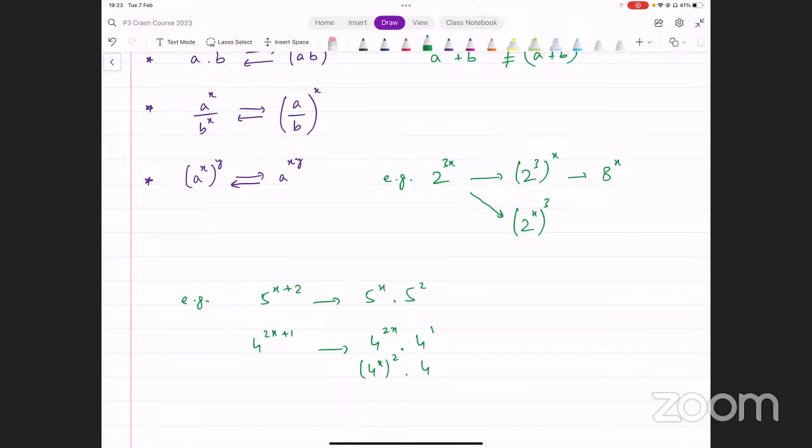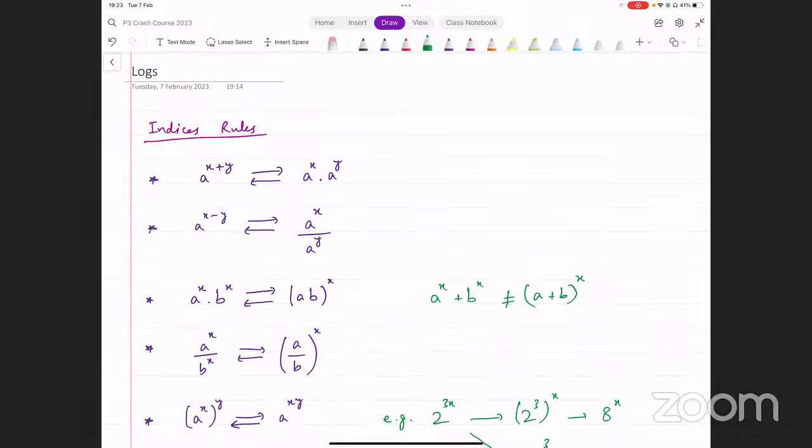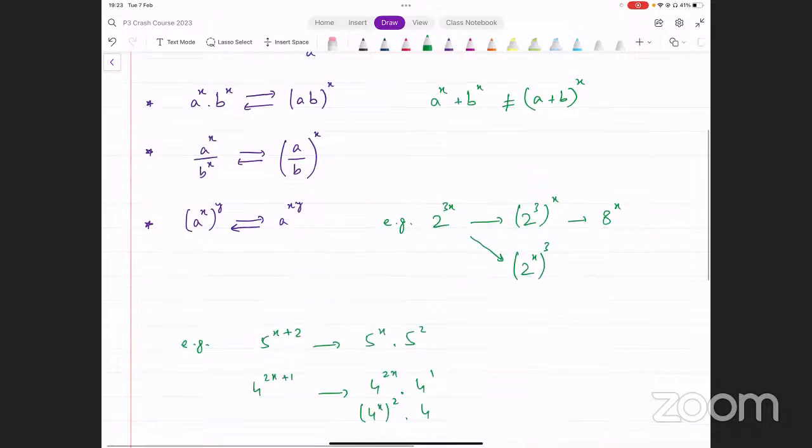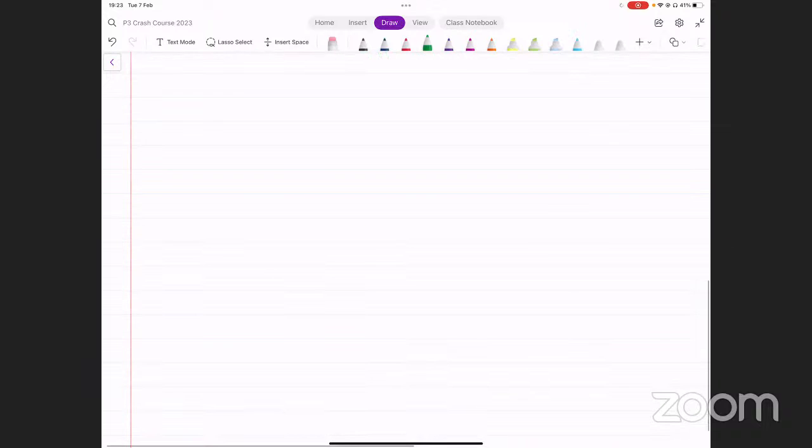Now, why are we talking about indices here? This is a logarithm topic. Where do indices come from? Indices are actually very closely related to logs. Let's try to understand how, and let's try to understand where logs come from in the first place. Let's start with an example. Let's say we've got 4 raised to power 3 equals 64.